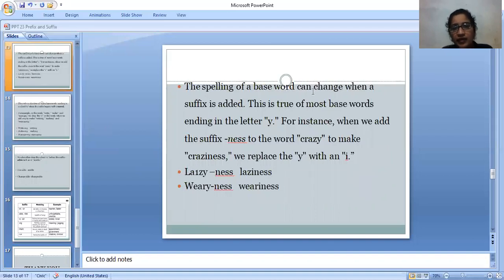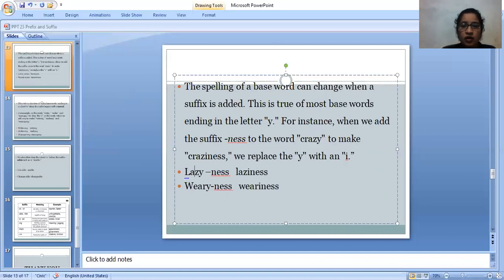The spelling of a base word can change when a suffix is added. This is true of most base words ending with the letter Y. If a root word ends with the letter Y and a suffix is added, such as the suffix ness, then obviously there will be a change in the spelling.